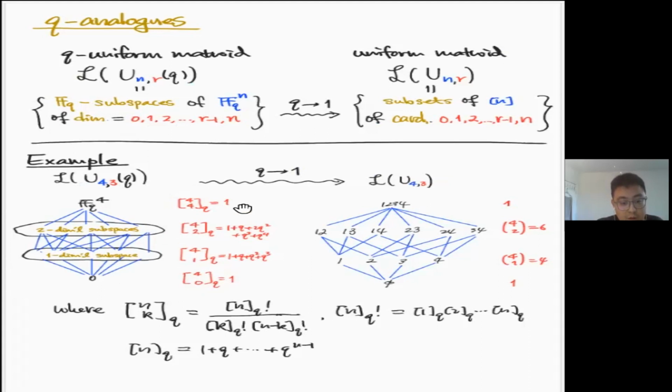Here you can see the number of subspaces appearing in each of the layers. These are the q-binomial coefficients, defined as follows using the q-integers and the q-factorial. When q approaches 1, this goes back to the normal uniform matroid, and this lattice of flats is just the normal truncated Boolean lattice.